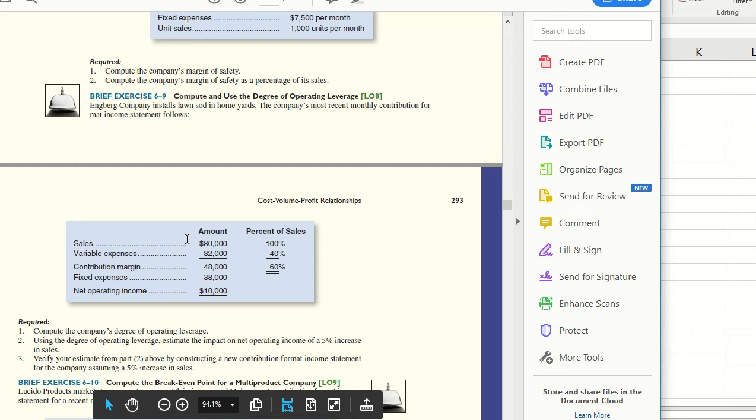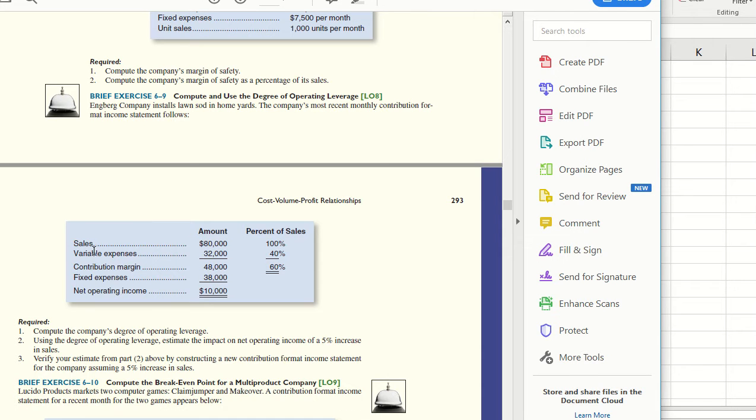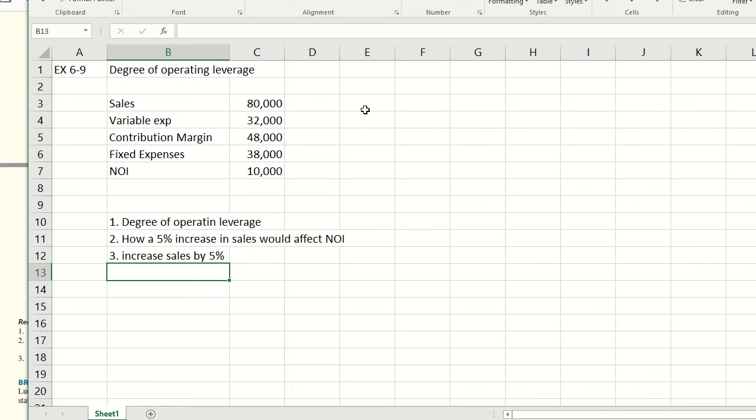Aloha class, so I'm looking at brief exercise 6-9. This is your income statement: sales, variable expenses, contribution margin, fixed expenses, net operating income. And it says compute the company's degree of operating leverage. So I've typed this up, degree of operating leverage.